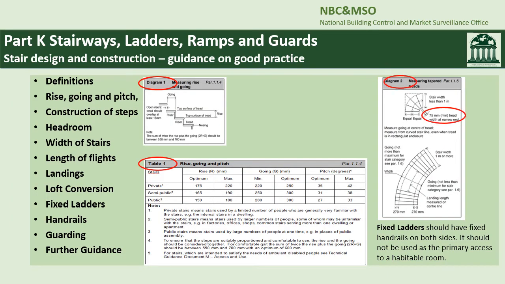TGD Part K gives definitions on the measuring of stairs on diagram 1, and on table 1 notes the optimal and maximum limits for the rise, going and pitch for various situations, i.e. private, semi-public and public stairs. As noted previously, accessible stairs have additional requirements under Part M.